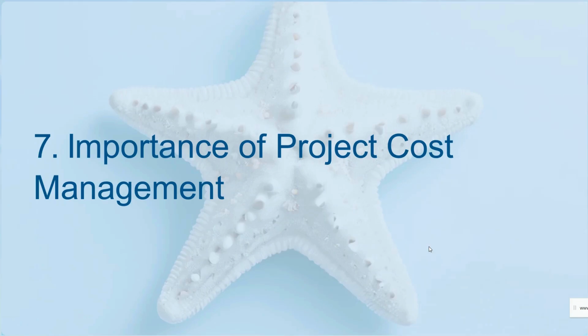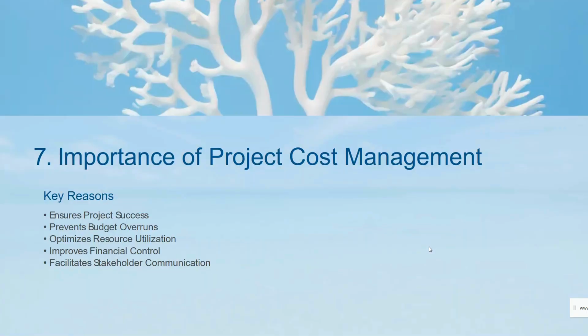Next, we have the importance of project cost management. So let's see what we have. Key reasons: it ensures project success. Properly managing cost ensures that the project is completed within the allocated budget, which is crucial for stakeholder satisfaction. The second is preventing budget overrun. By closely monitoring cost and managing changes to the budget, project managers can avoid unexpected cost and keep the project within the financial constraints.